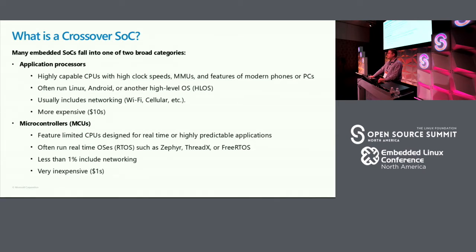They usually include networking integrated in some form, either on the module directly or on the die, things like 802.11 Wi-Fi, LTE cellular for your phone chips, that kind of thing. So they're internet connected first, and they're usually on the more expensive side for embedded applications, and so tens of dollars, though the prices on that are starting to drop.